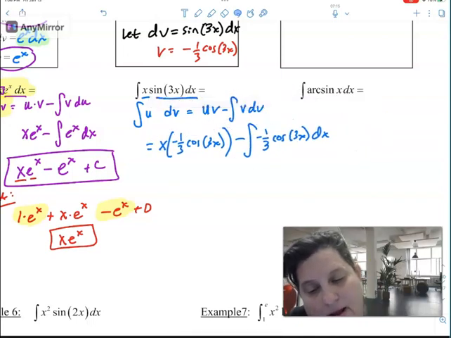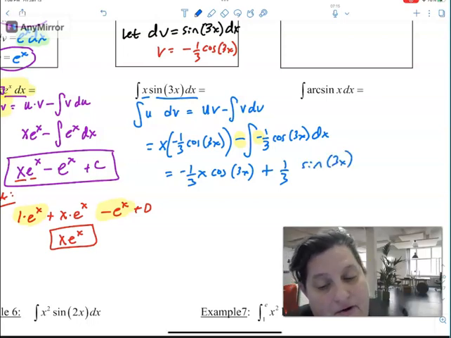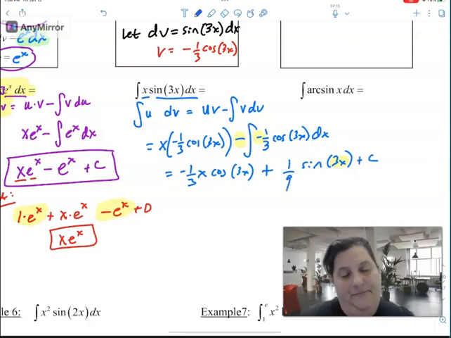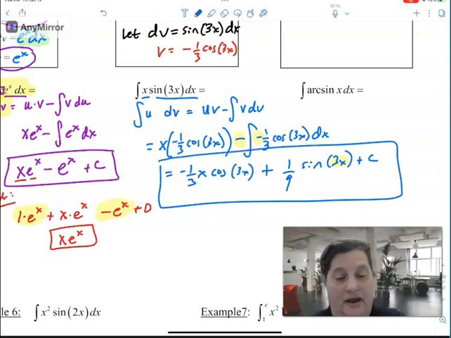All right, so this first part's fine. It's just negative 1/3 x cosine 3x. This one right here, negative negative, I'll go ahead and make that a positive. The integral of cosine is sine, and it's another reverse u sub because I have 3x, so it's 1/3. So I'm just going to change that to 1/9. So I get negative 1/3 x cosine 3x and then 1/9 of that. Perfect.